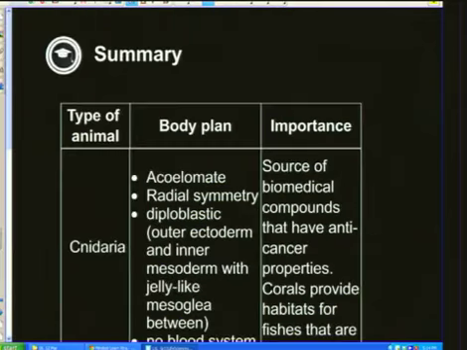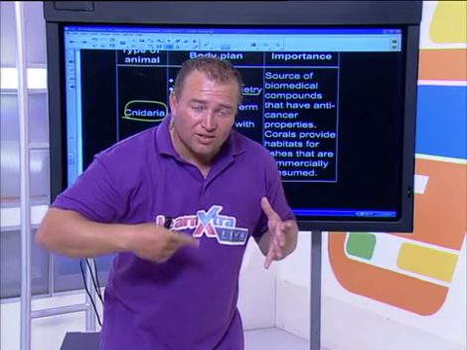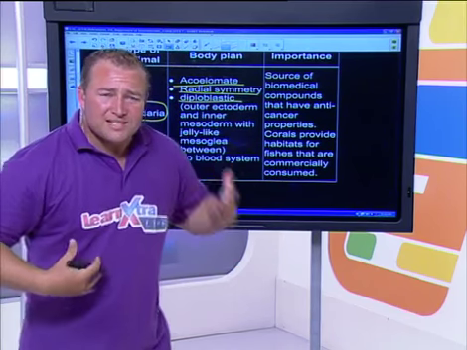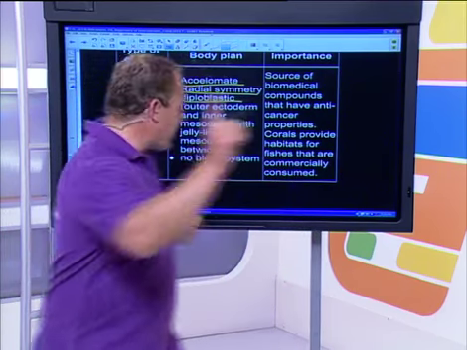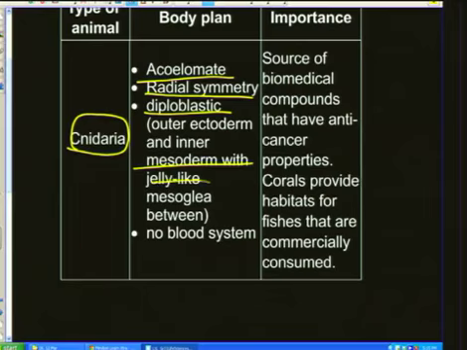Next thing, we're going to have a look at Cnidaria. Now, what is Cnidaria? It's not a big thing. Acoelomate, doesn't have a coelom. Radial symmetry, so you can cut it in a circle. Next thing, diploblastic. I'm just repeating myself all the time. Have you noticed? We've also got an outer layer with a jelly-like inside it.